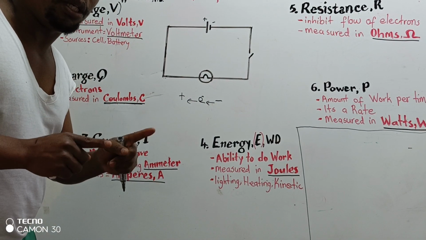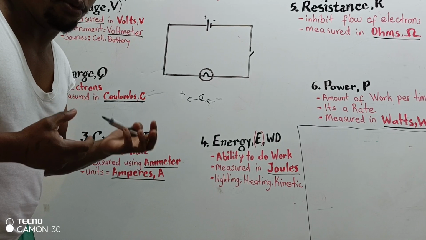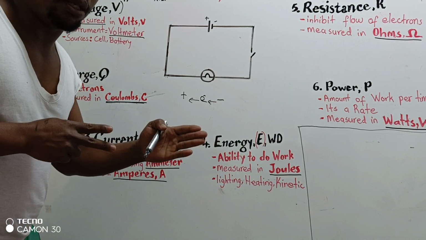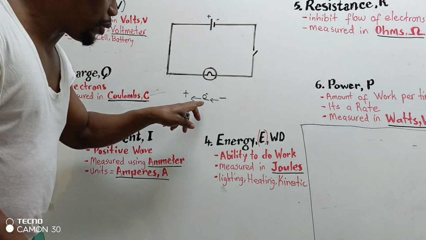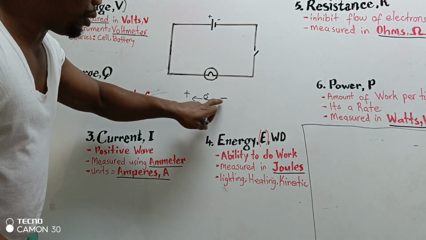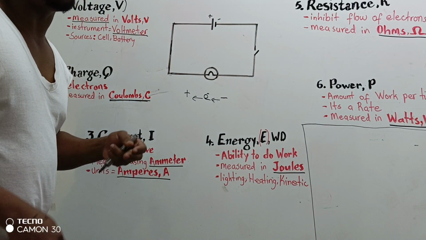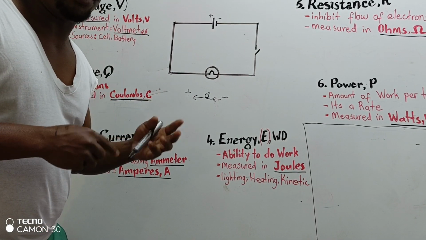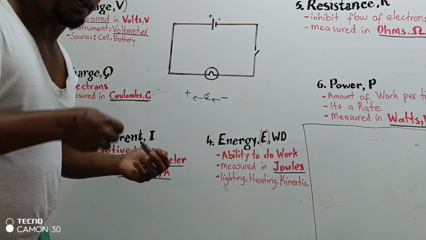The other name is voltage. It is called potential difference because these two points are different electrically, and that is what forces the electrons to flow from negative to positive. This potential difference or voltage is measured in volts, right?